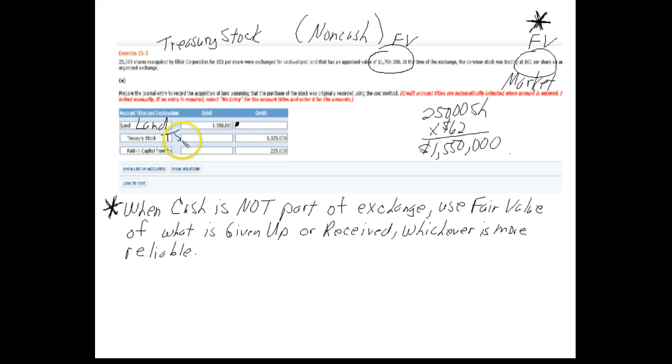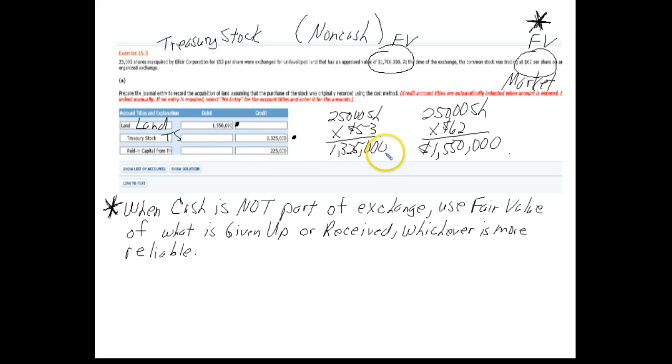If you can't read it, I'm just going to abbreviate there. We take out of Treasury stock the cost. So that's going to be 25,000 shares. And those had a cost of $53 each. So that's $1,325,000. $1,325,000 we credit Treasury stock.